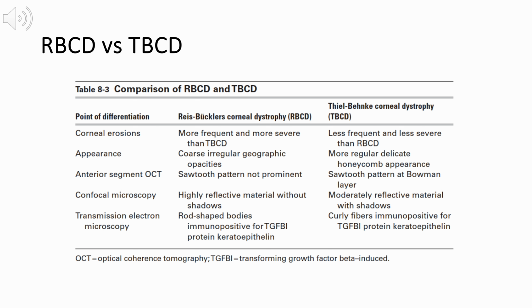Under confocal microscopy, Reese-Buckler's is characterized by highly reflective material without shadows. On the other hand, Thiel-Behnke shows moderately reflective material but with shadows. Finally, on transmission electron microscopy, Reese-Buckler's reveals rod-shaped bodies that are immunopositive for TGF-beta1 protein keratoepithelin. In contrast, Thiel-Behnke demonstrates curly fibers, also immunopositive for TGF-beta1, but structurally different from the rod-shaped bodies of Reese-Buckler's.